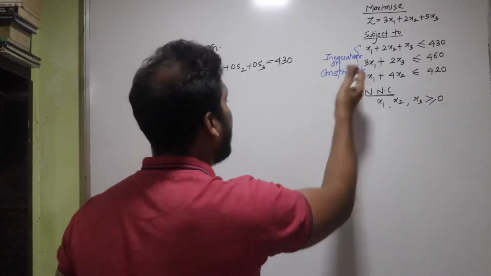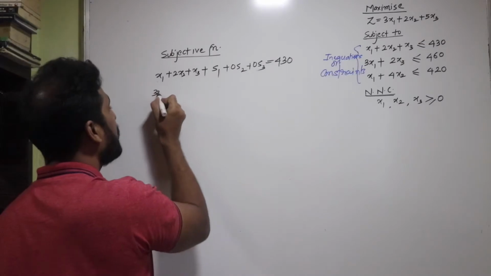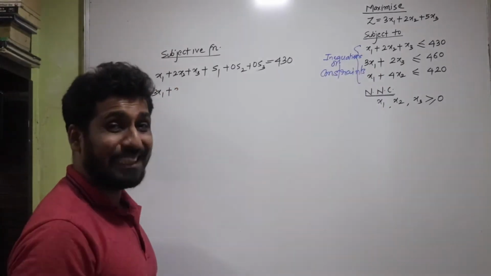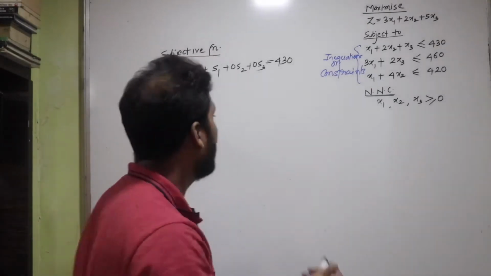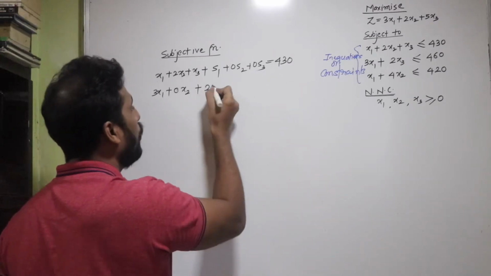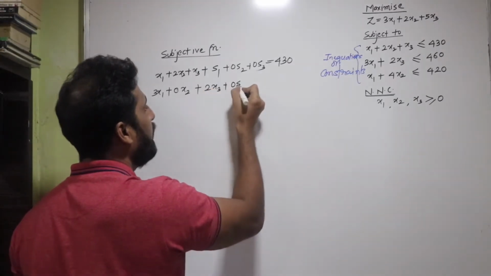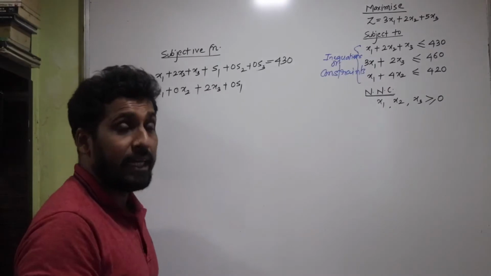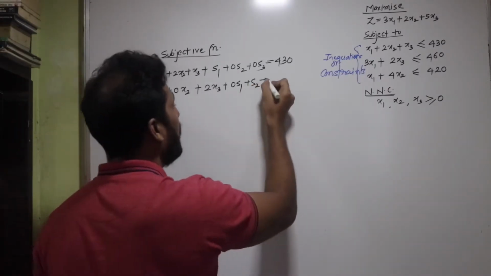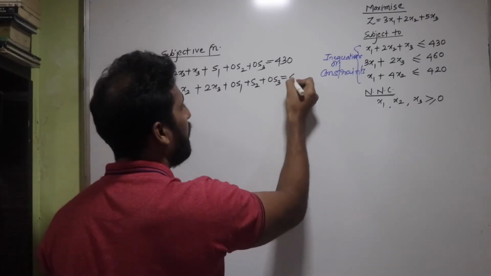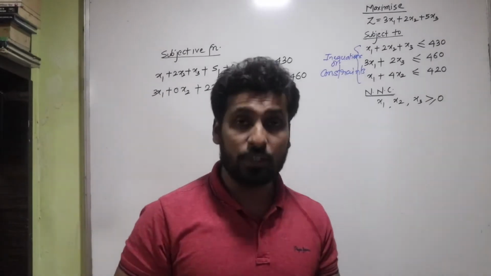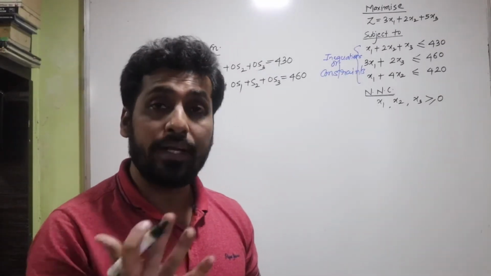Let's move ahead with the second one. So we have 3x1 plus, there is no x2 term here, isn't it? x1 is there, x3 is there, but x2 is not there. So I'll write plus 0x2 and then there is 2x3 plus 0 s1. Since this is the second subjective function, I'm going to write plus s2, and then plus 0 s3 becomes equal to 460. So that's my second subjective function which has been transformed into an equality.